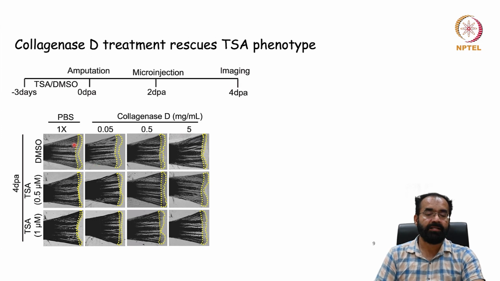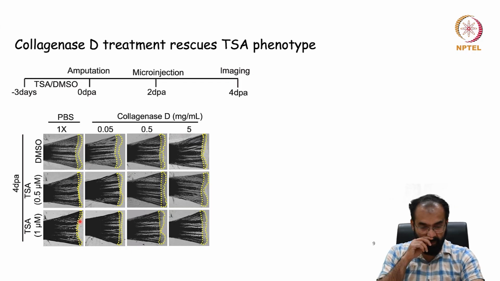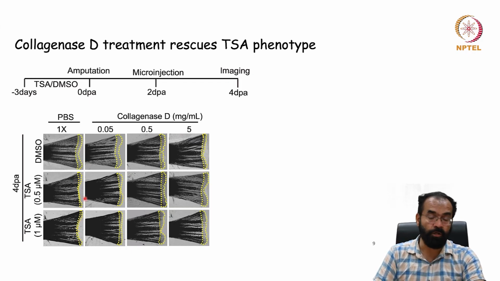So what we did, we took these fishes which are pre-treated, and the pre-treatment increased the collagen levels. So we also gave the collagenase enzyme in the blastema. Although the blastema forms very little, we gave collagenase enzyme in the blastema and we could rescue the effect. See, you can see TSA treatment 0.5 and 1 micromolar blastema level is very low. This yellow dotted line, if you look, you can know the blastema levels are very low.